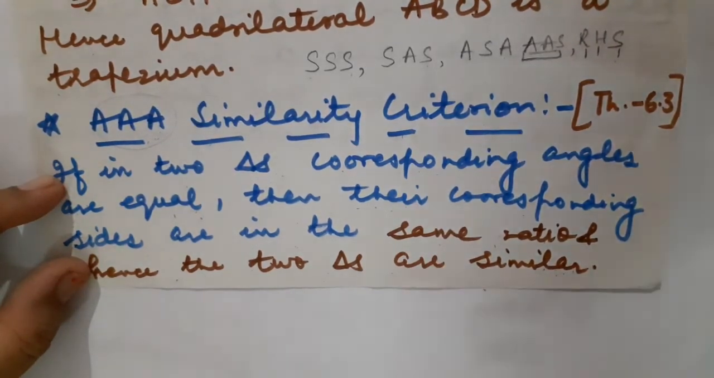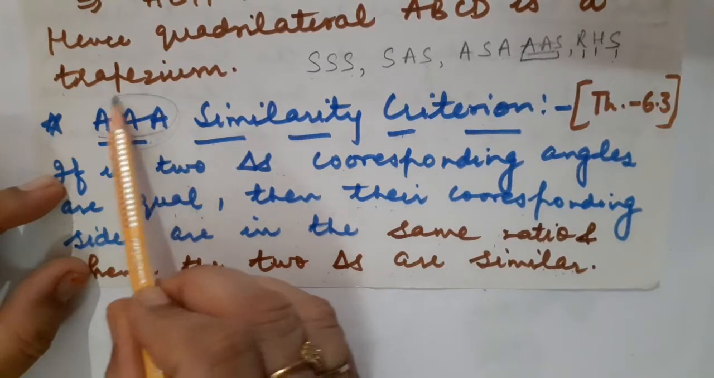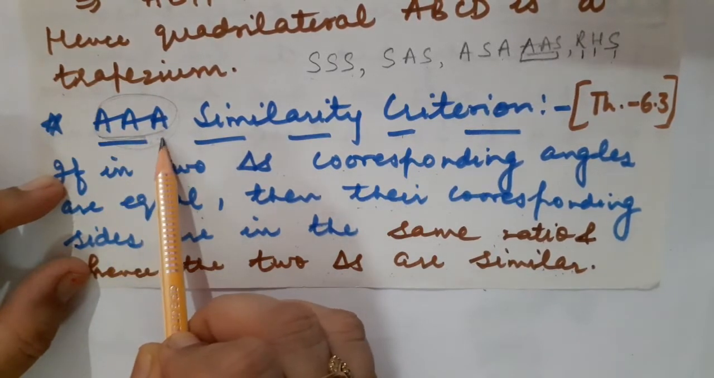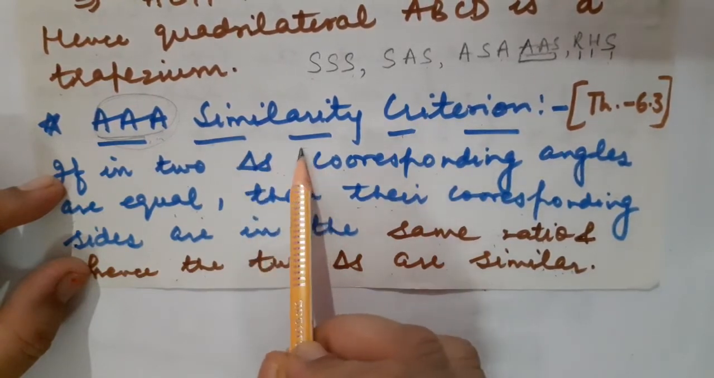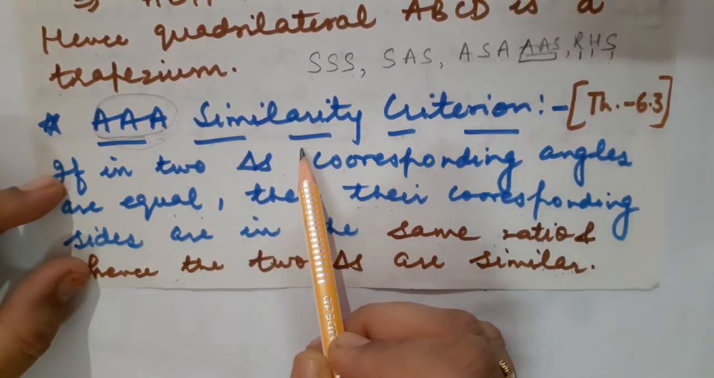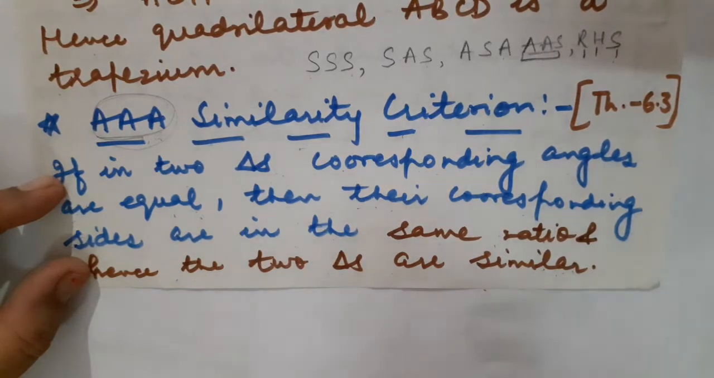Clear, children? One more thing I want to tell you, this triple A is nothing but double A also. Because if two angles of the first triangle are equal to the corresponding two angles of another triangle, it means the third one will be automatically equal.